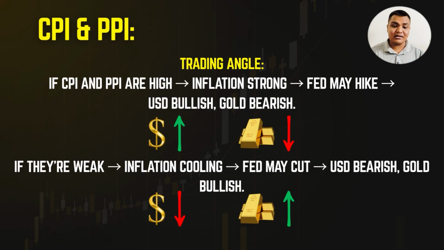So if CPI and PPI are high, which means inflation is strong, the Fed may hike the rates, and the dollar index is going to have some good strength. So we can see gold and Nasdaq show some weakness. Vice versa, if CPI and PPI are weak, we see the dollar drop and gold and Nasdaq having some sort of strength.